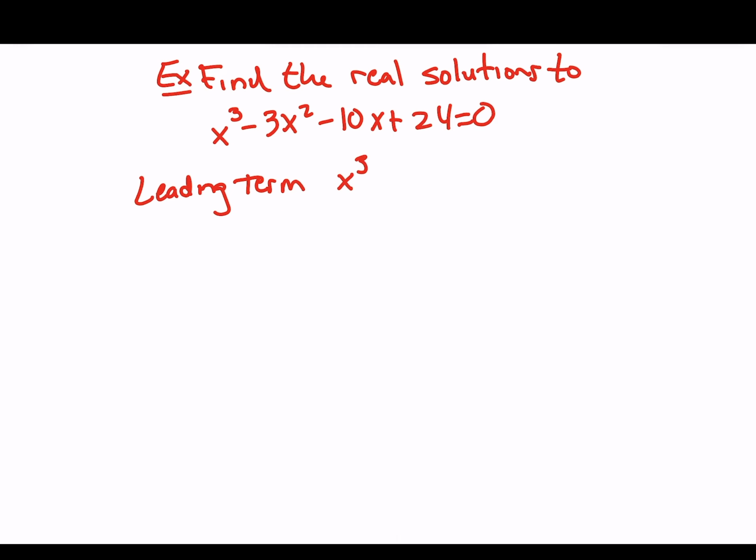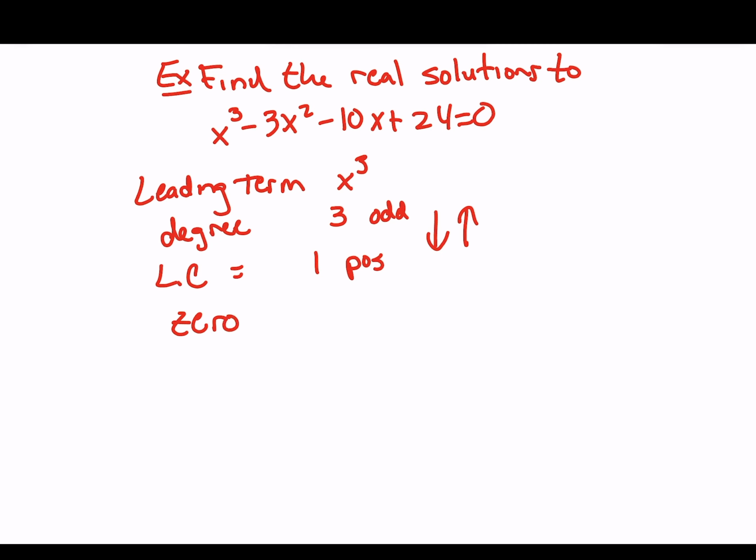So something else we want to look at with respect to this equation is our leading term, which is x cubed. Our degree of that is 3. Our leading coefficient is 1, which is positive. And we have an odd degree. So we know our end behavior is down to the left and up to the right. So our first zero, if you look in your calculator, you could probably find one at x equals -3.